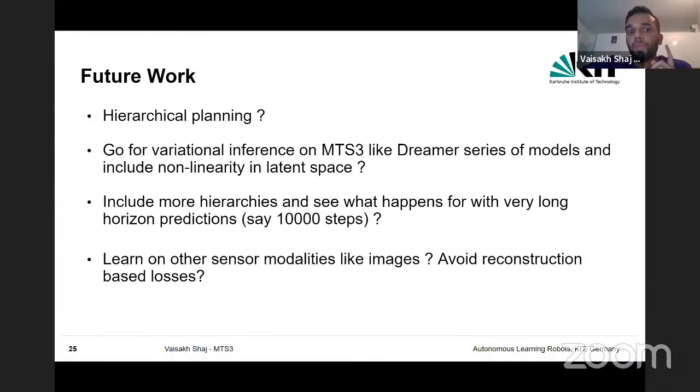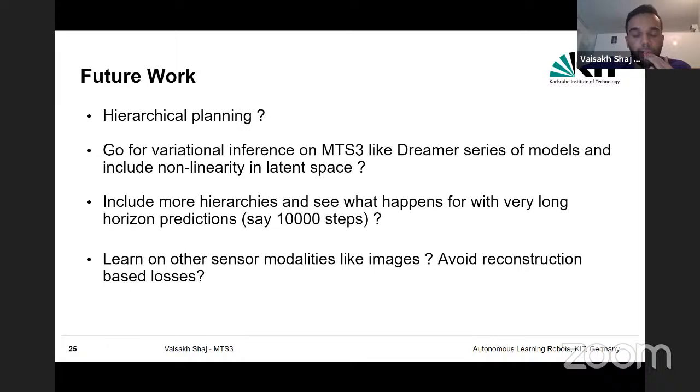Right now, we perform inference as exact inference. We can also try variational inference on the same state space model, just like Dreamer, a series of models, and include nonlinearity in this latent space. So this can also be another alternative. Include more hierarchies and see what happens when we have very long horizon predictions, say to 10,000 time steps or something like that. And also, we use proprioceptive data.